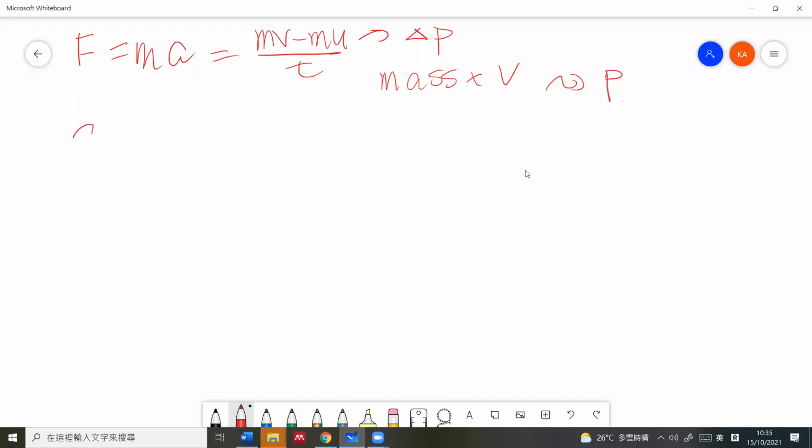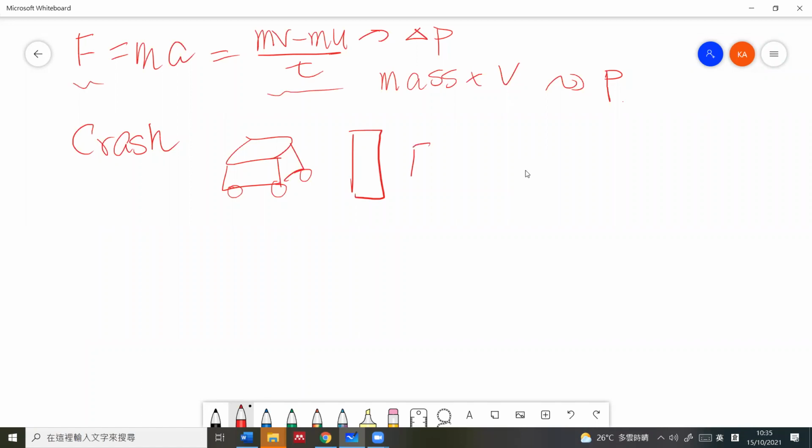Okay, so I will use 3 examples to talk about the functions of momentum. The first one is crashing. When you are driving the car and crash into something, for example, a wall, it's favored if you are wearing the seat belt. Why? We can use this equation: F equals to (mv minus mu) over t. For crashing, the final velocity is 0.